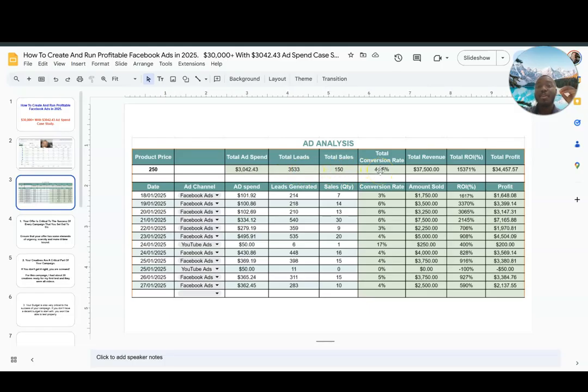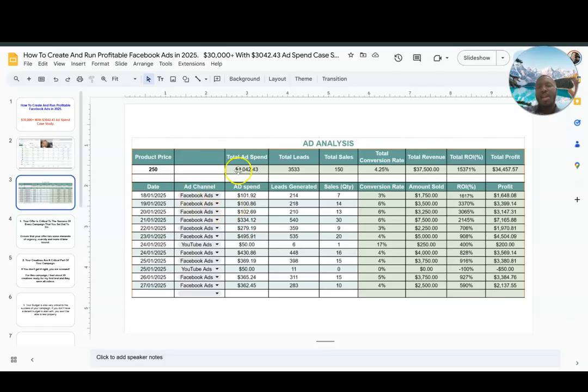The conversion rate is about 4.25%, and the total revenue generated is about $37,500. And the total profit is $34,457. Actually, it's a bit less than that, because we've gotten a bit of refund. And let's say $33,000, right? So that's what the numbers have been like over the last 10 days.